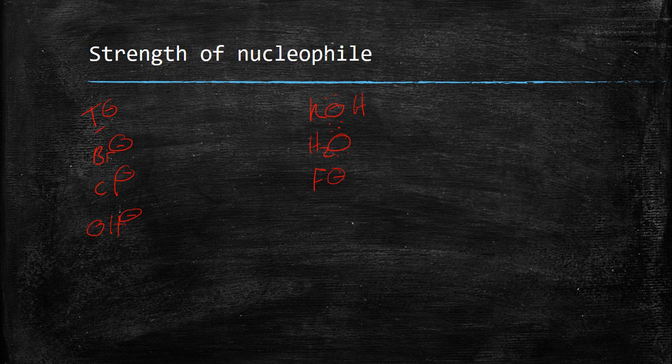And so a strong nucleophile like iodine, bromine, chlorine, and hydroxide here will favor SN2, while a weak nucleophile like alcohol, water, and fluorine will favor the SN1. Well, they won't favor the SN1, but they'll disfavor the SN2, and by virtue of disfavoring the SN2 will result in more of the SN1 pathway.